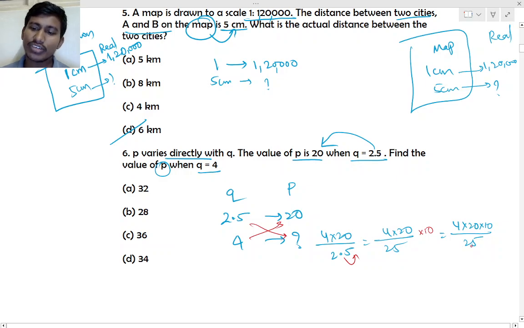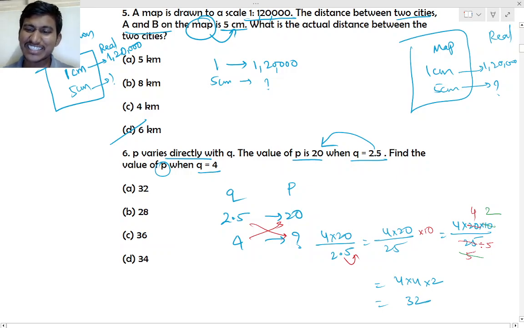Right? Divide with 5. 5 5s are 25. 5 4s are 20. Next, divide by 5 again: 5 5s are 25, and 5 2s are 10. So what is the answer? 4 into 4 into 2. Sir, the answer is 42.